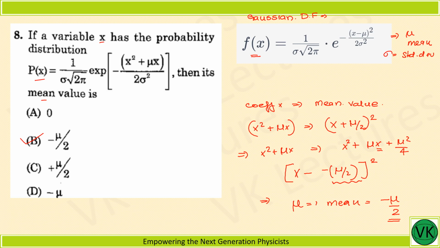So once again, here in the distribution function, mu is the mean and sigma is the standard deviation.